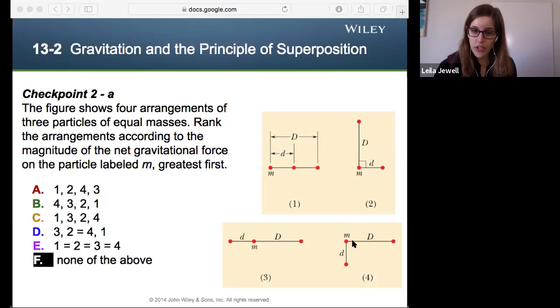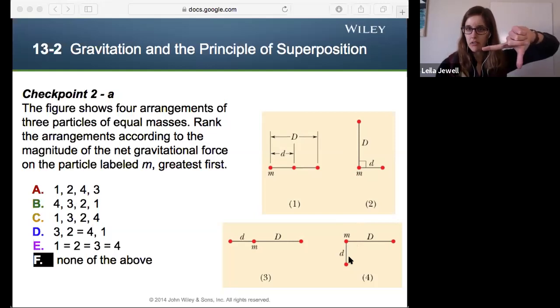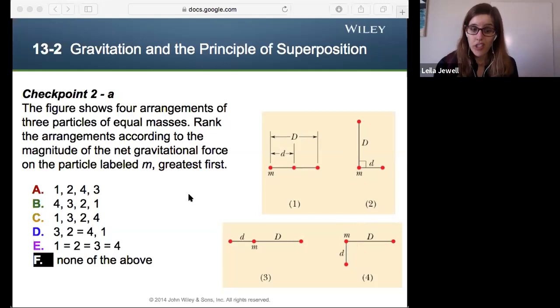Notice 4 is much the same. We've rotated our arrangement from being like this to like so, in terms of where the particles are. But if we're just focused on the magnitude of the force, it's going to end up being the same. In 3, in contrast, M feels a force to the left as well as a force to the right. So now the forces aren't helping each other even slightly, they're actually acting against each other and subtracting from each other. So 3 is going to be the least amount.